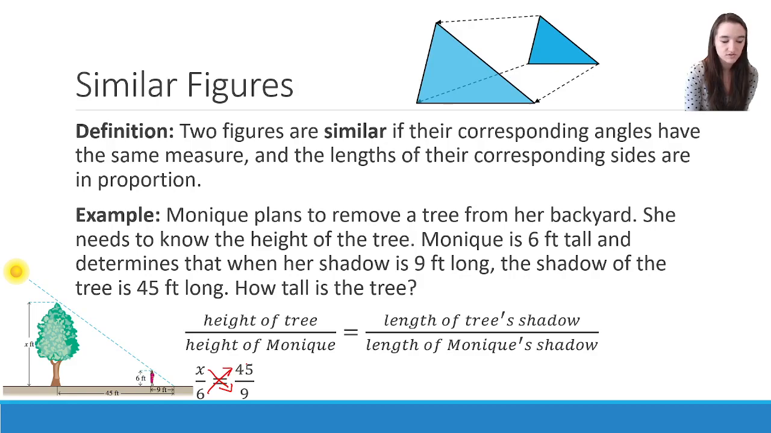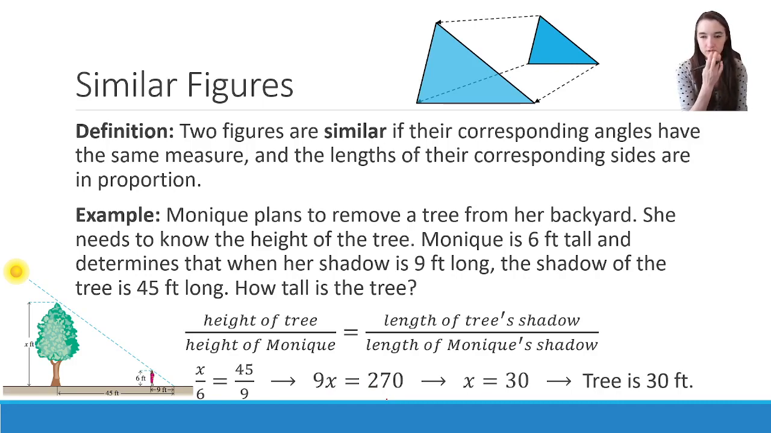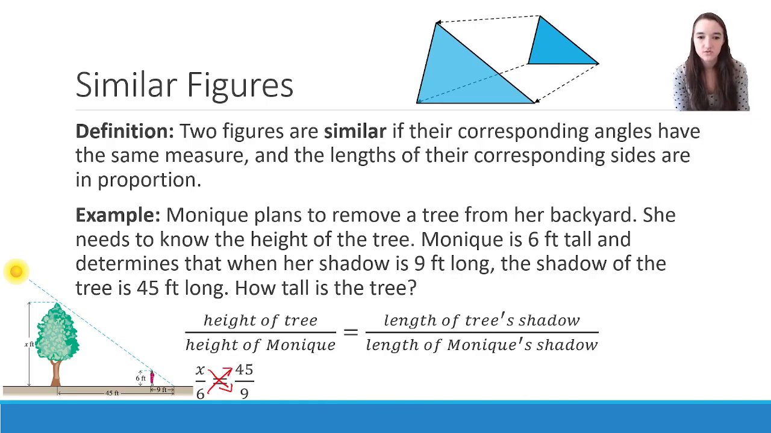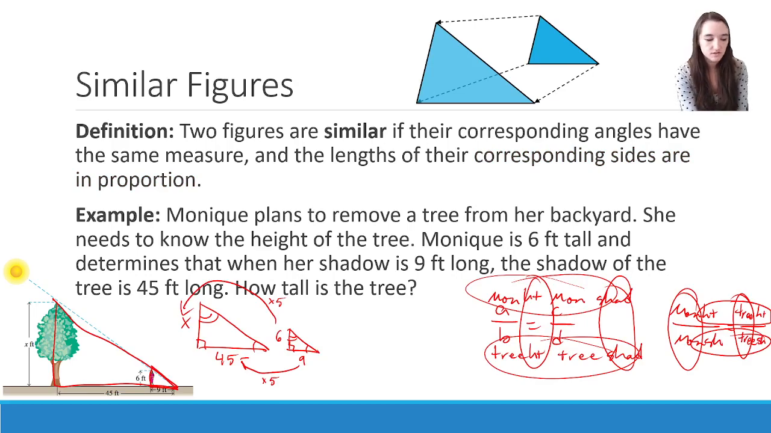X times 9 equals 6 times 45, which is 9x equals 270, which is 6 times 45. Then we divide both sides by 9 to get x is 30, which we've already sort of figured out where that comes from, so the tree is 30 feet. So there's multiple ways we can go about this. If we go back to this drawing out the triangles, this was nice because I know 9 times 5 is 45.